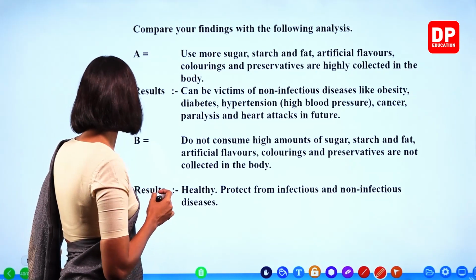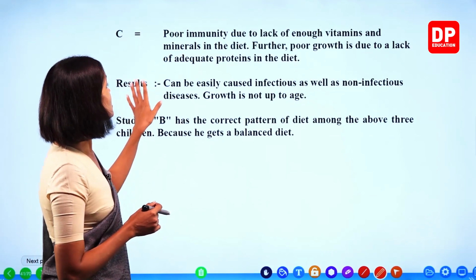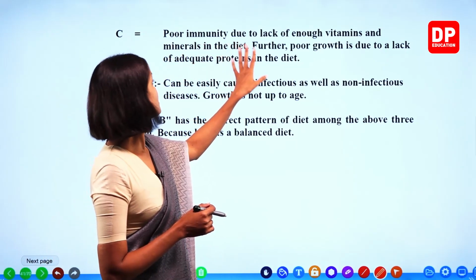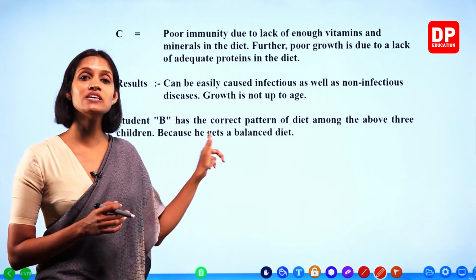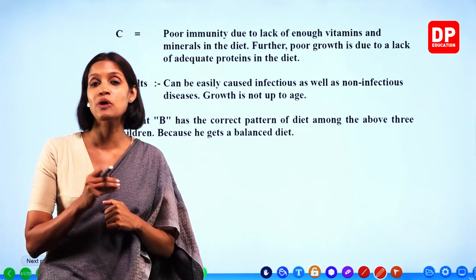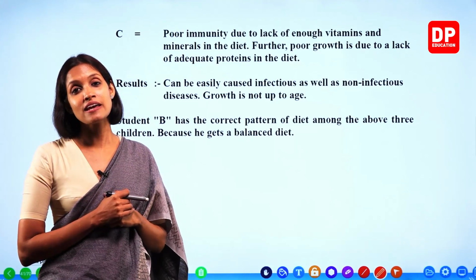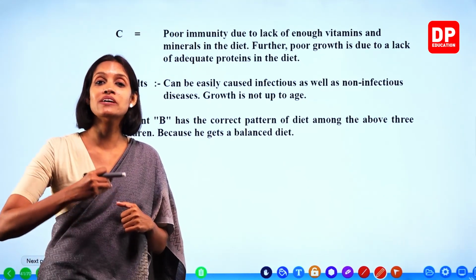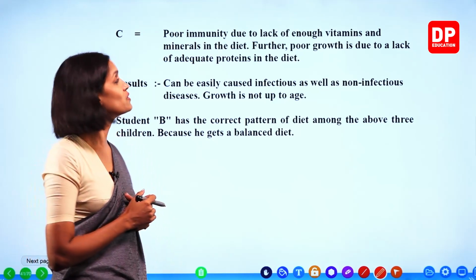Right? Next one. C. Poor immunity due to lack of enough vitamins and minerals in the diet. So, he is the one who does not eat the correct amounts of food. Right? He eats only because his mother forces him to eat. Okay?